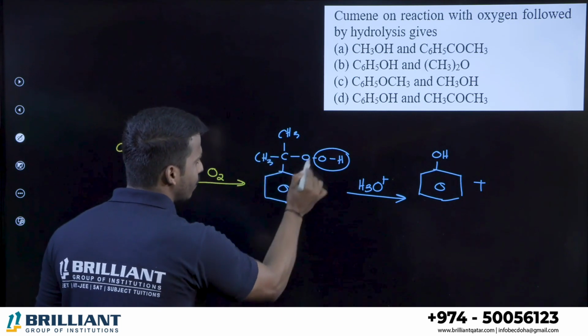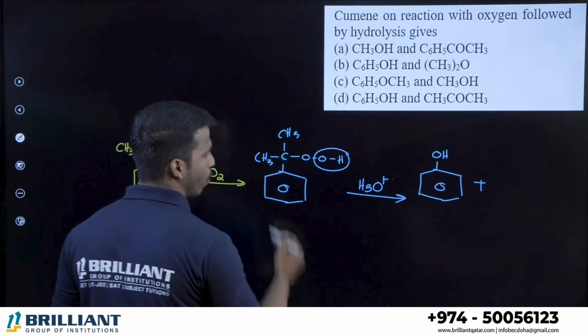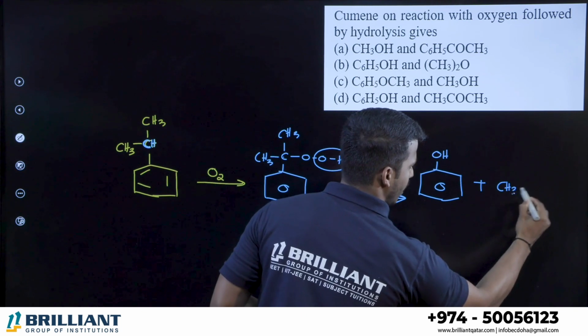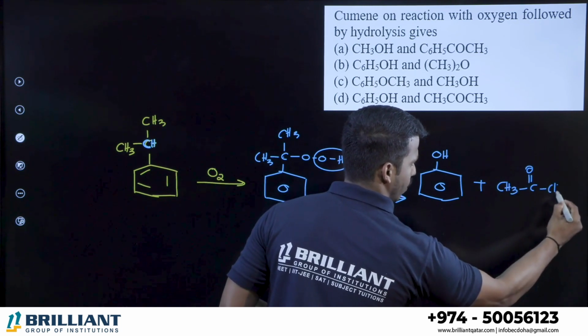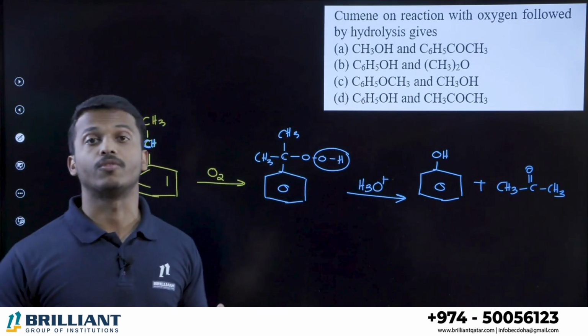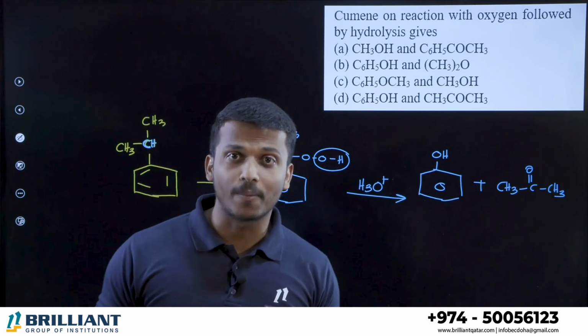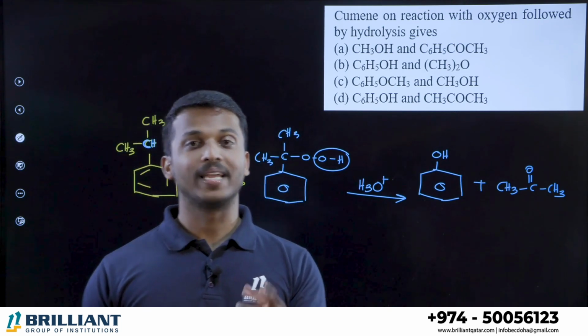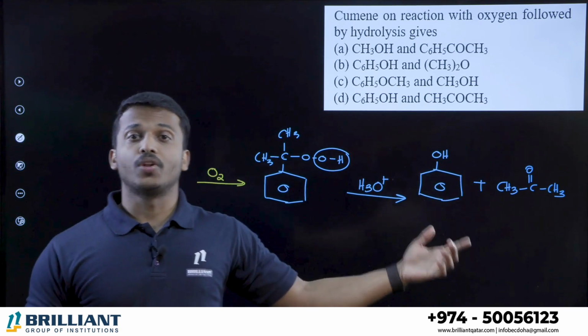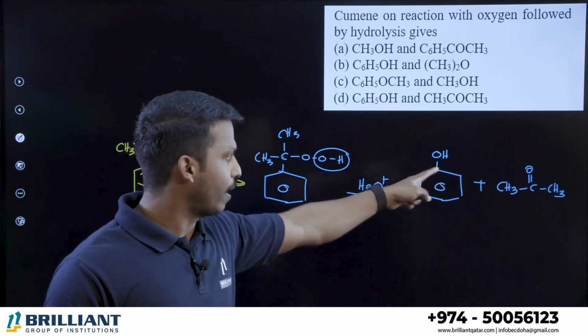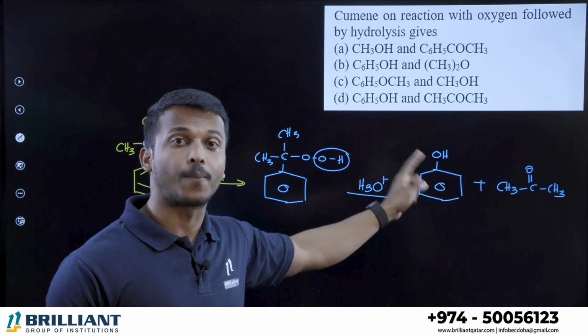What is left in the system? CH3, C, CH3, O. So the product is CH3COCH3. What is the byproduct? This is an expected question for the exam. What is the byproduct formed in the preparation of phenol from cumene? The byproduct is acetone, or propanone.